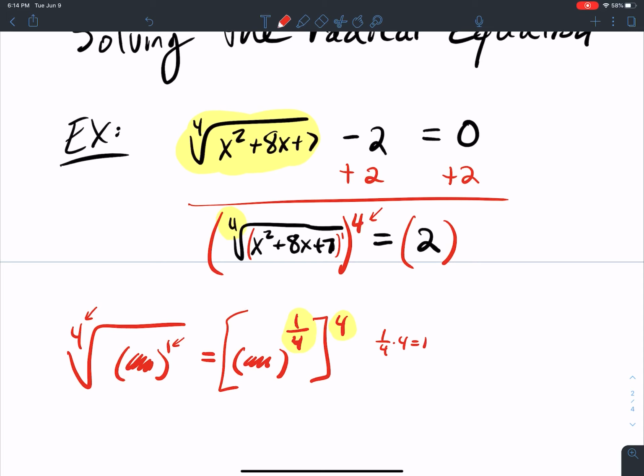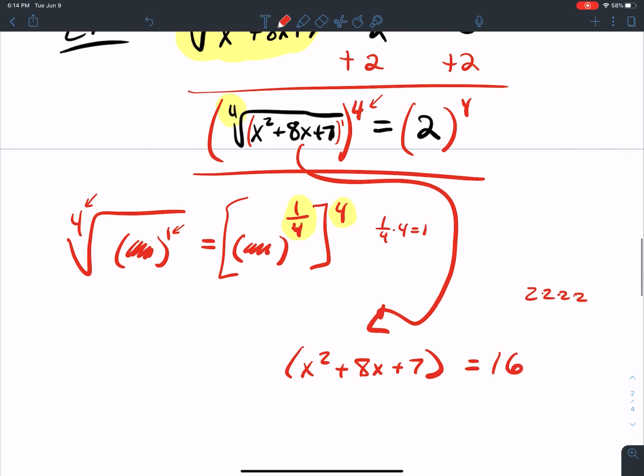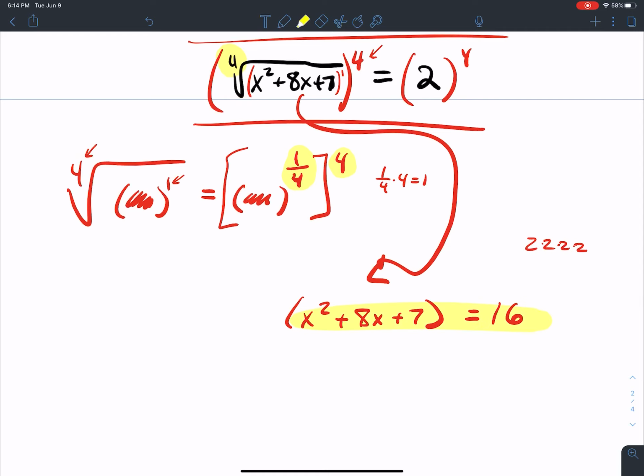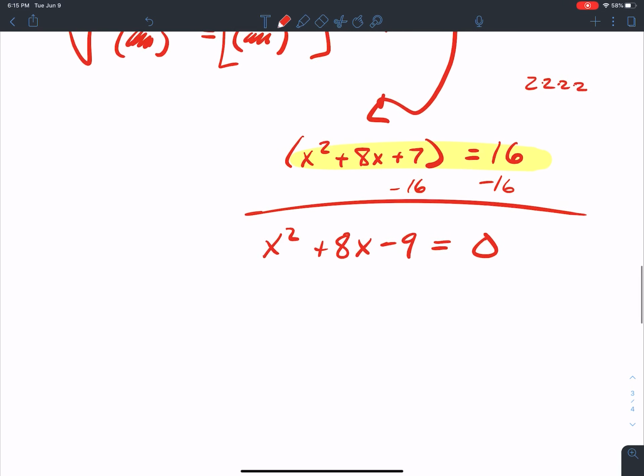So that's why raising this to the fourth power turns this into x squared plus 8x plus 7 equal to, and then I raise the other side to the fourth power: 2 to the fourth, 2 times 2 times 2 times 2, is 16. Now in order to solve this equation, I need to move the 16 to the other side. So I have x squared plus 8x minus 9 equals 0.